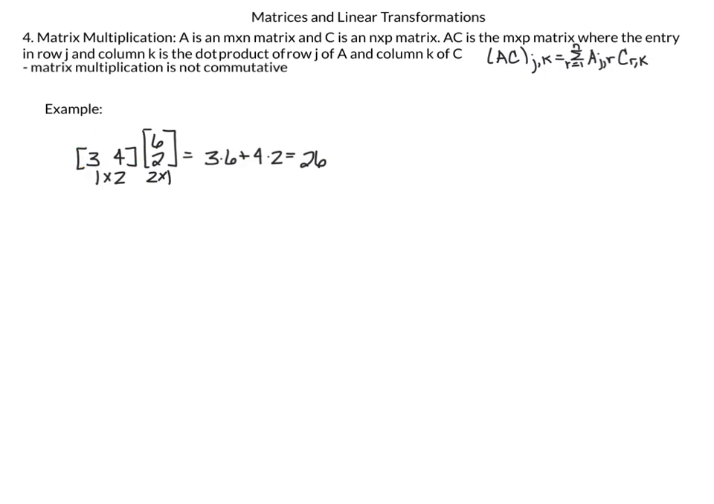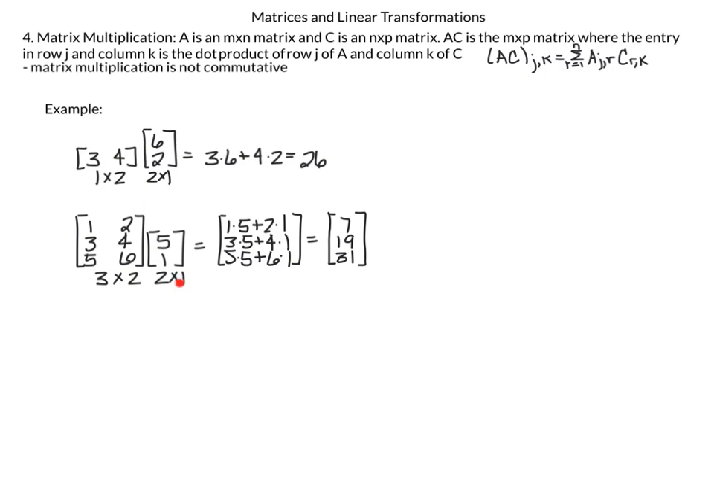The first one is this matrix 3, 4 times the matrix 6, 2. And you'll notice the 3, 4 is a 1 by 2 matrix, right? 1 row, 2 columns. And here we have a 2 by 1 matrix, 2 rows, 1 column. You can see these match, and we're expecting a 1 by 1. In other words, we're expecting a scalar. So we have this row times this column. We have 6 times 3 plus 4 times 2. So that gives us the scalar 26.